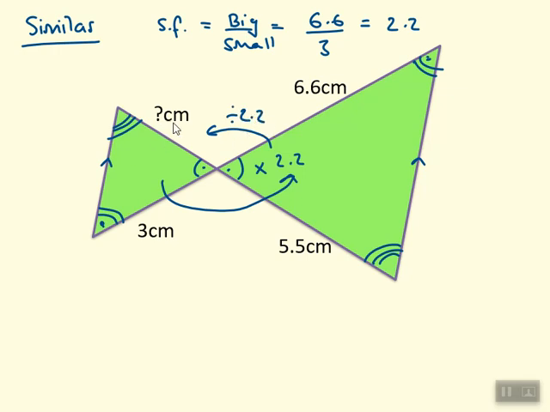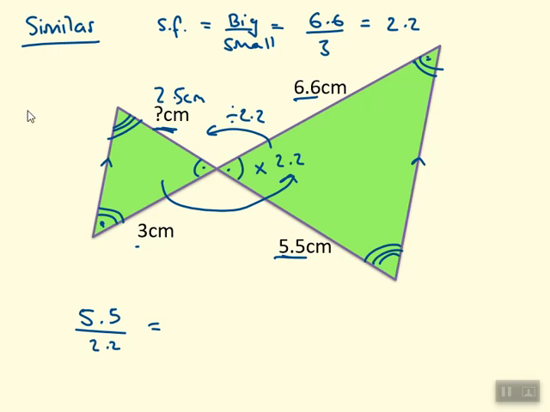Now, it's a bit of common sense, really. Because the 3 matches the 6.6, the 5.5 must mark the side that we want. Because it's on the big triangle, you have to just do 5.5 divided by 2.2, and that's going to give us our question marks. So let's just do that now on the calculator. So that's 2.5 centimeters long. That's how long this side is here.